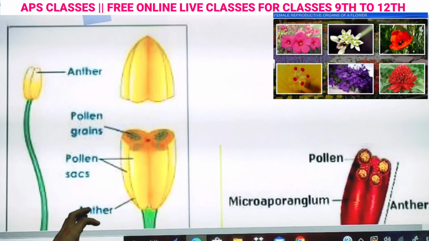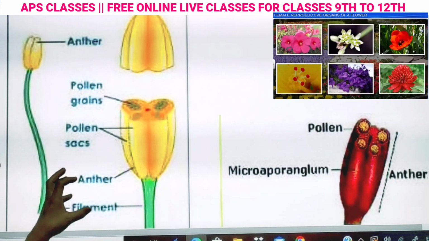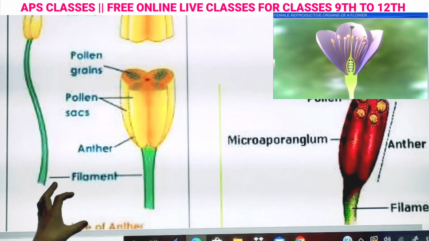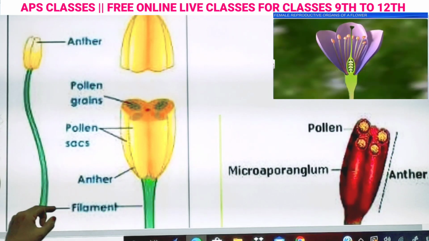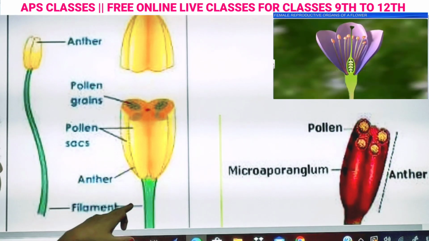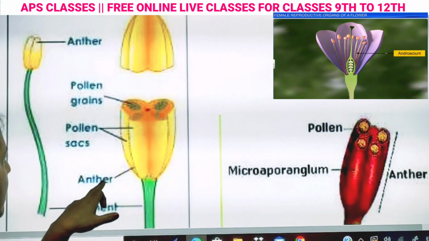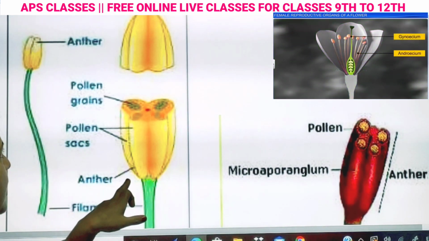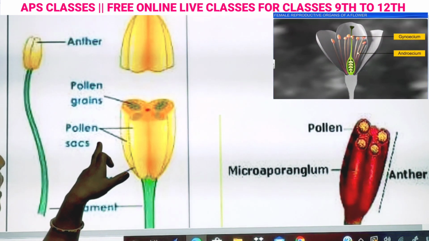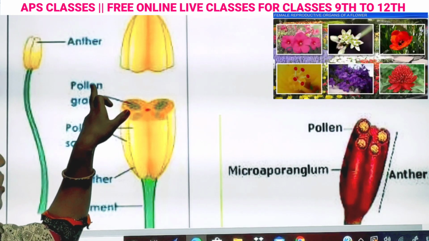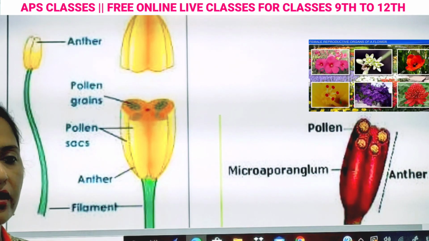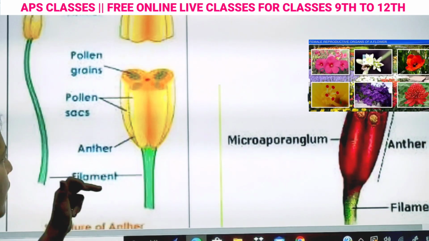And this is the representation of the anther, the structure of the anther. In the structure, this is the filament, and after the filament there is the anther. In the anther there are a number of pollen sacs, and above the pollen sacs there are a number of pollen grains present in this structure.